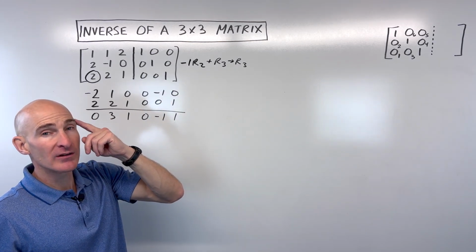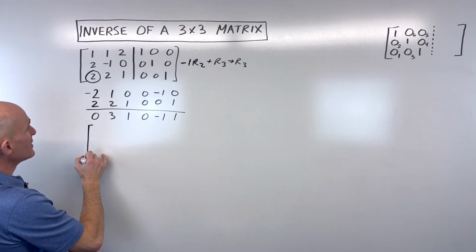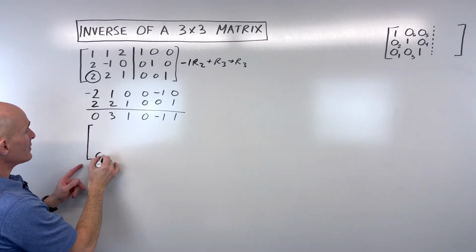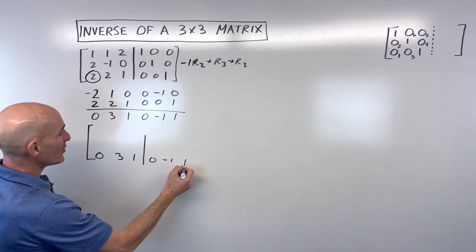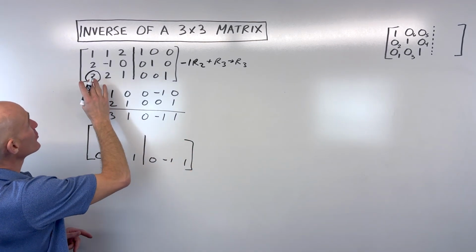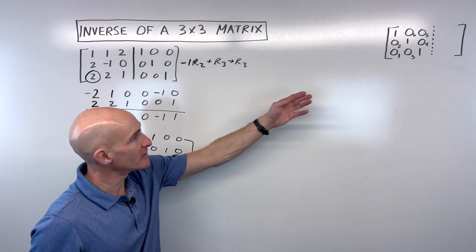A lot of that work you can just do in your head, but in the beginning, again, you might want to take a scrap sheet of paper just to prevent frustration, really. So let's see what this looks like. 0, 3, 1, 0, negative 1, 1, and the other rows are going to stay the same. Okay, so we've gotten 0 here in the lower left-hand corner.